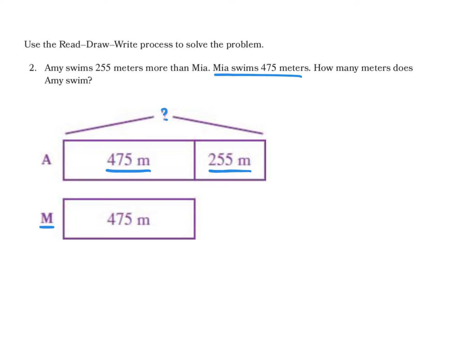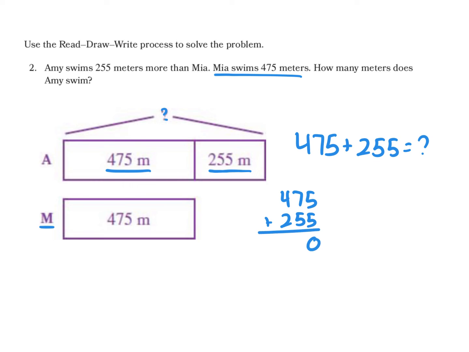So we're going to do an addition problem or subtraction? It would be addition. So we would have 475 plus 255 equals our question mark. So we can add it up vertically if you'd like. You can use another strategy. So Amy swims 730 meters.